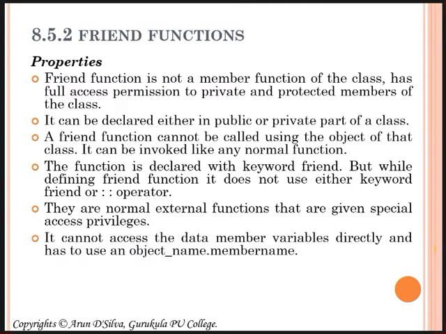Next, it cannot access the data member variables directly and has to use an object name dot member name. In the friend function, data cannot be accessed directly, but through an object it can access. This is the only difference.